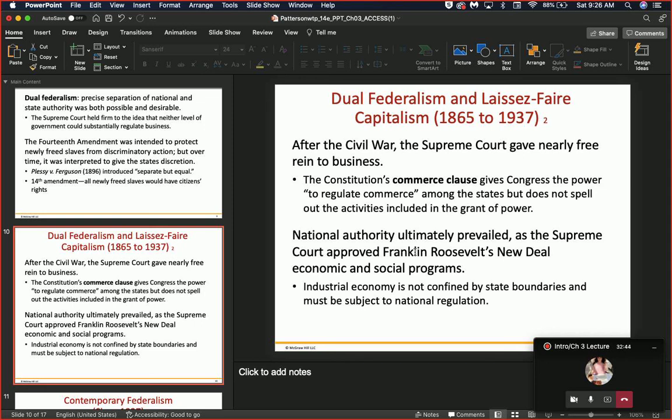National authority ultimately prevailed as the Supreme Court approved Franklin Roosevelt's New Deal economic and social program. So why was this a big deal? So Franklin Delano Roosevelt, remember he was president during the Great Depression. The Great Depression, there was a lot of issues going on, right?